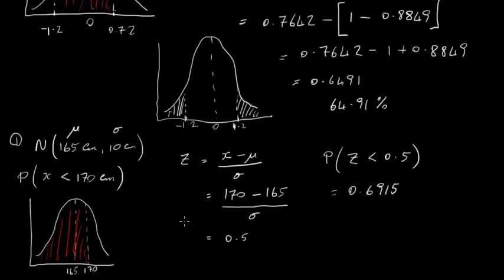In other words, the probability that if we pick a student at random, his or her height will be less than 170 centimeters, will lie down here somewhere. Or you can look at it and say that 69.15% of our heights are in this part of the curve here.